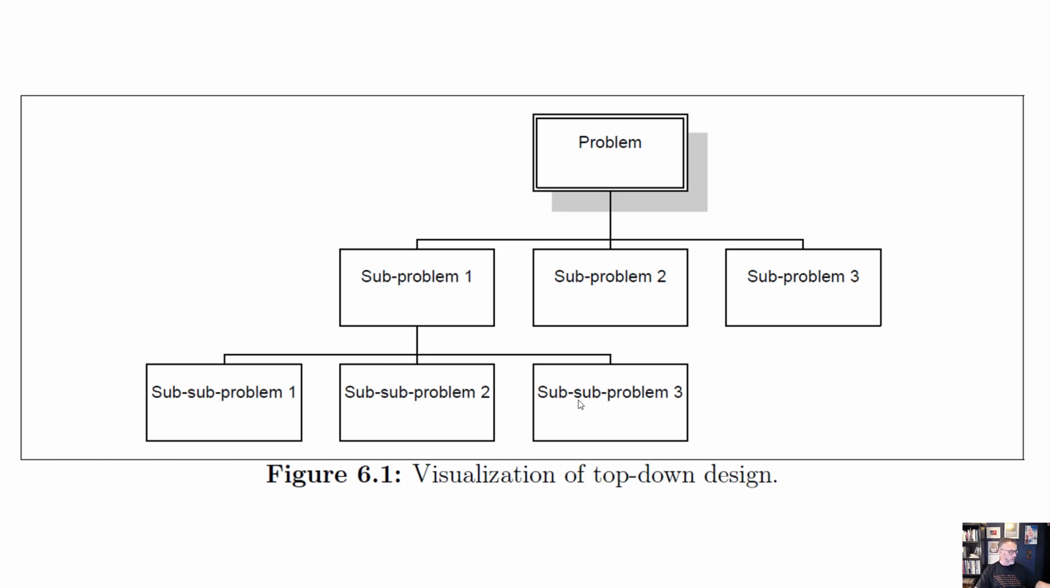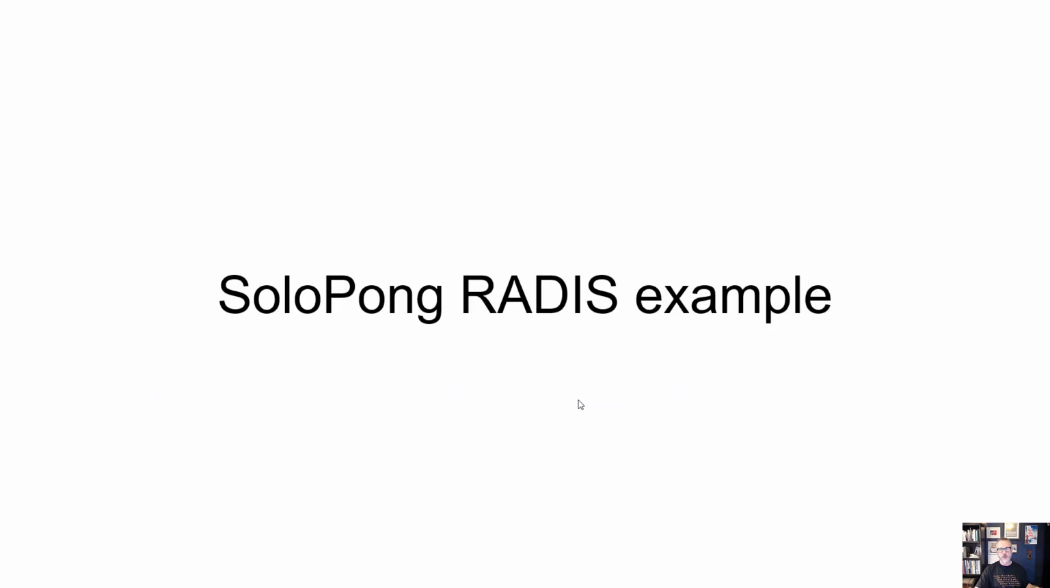Now we're going to look at those in the context of this game called Solo Pong. We're going to go through more or less an entire RATUS process on this program and see how we might divide our problem into smaller subproblems and write modules that solve each of those subproblems, okay?